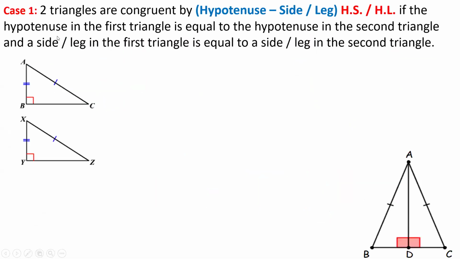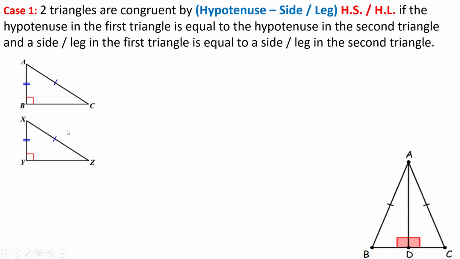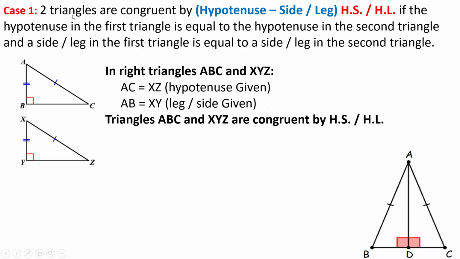The first case in congruence of right triangles: two triangles are congruent by hypotenuse side or hypotenuse leg. We call it HS or HL. Mainly, we use HS, which is the hypotenuse side. How do we apply this case? If we look at two right triangles and we can find that the hypotenuse in the first triangle is equal to the hypotenuse in the second triangle, then we find a side in the first triangle is equal to the side in the second triangle, then these two triangles will be congruent by HS. This is how we apply it.